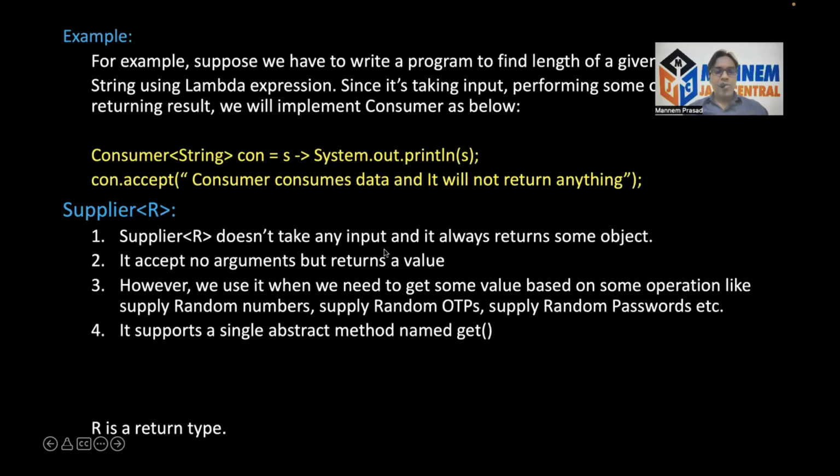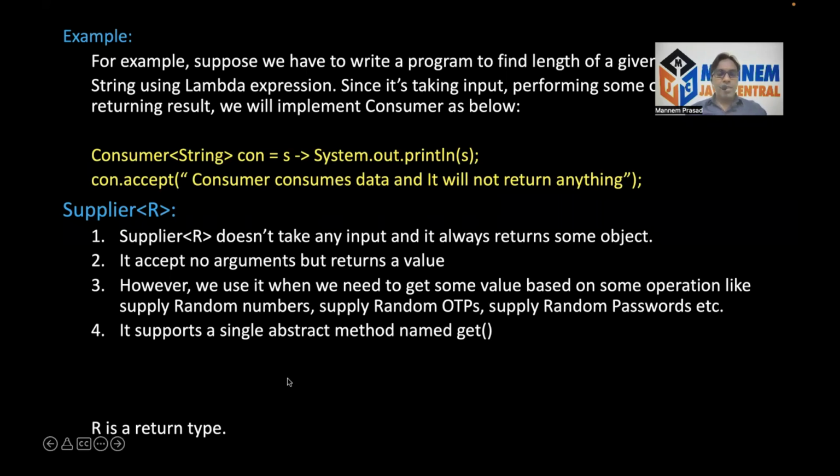Supplier does not take any input and it always returns some object. It accepts no arguments but returns a value. We can use it when we need to get some values based on some operation, like supplying random numbers, random OTPs, random passwords. In this case, if I need to get any random number, or print any OTP, or provide any password, I don't need to provide any input. Rather, we are getting some output. If that is the case, confidently you can use the supplier functional interface.